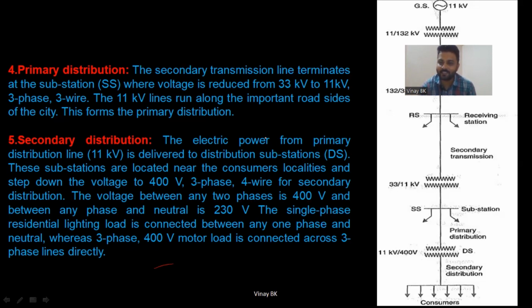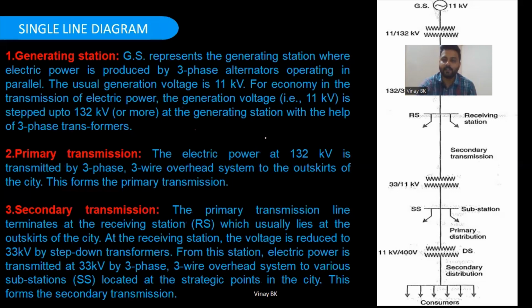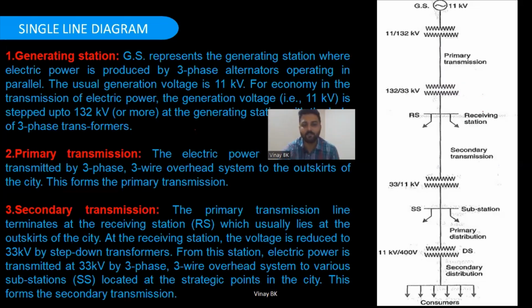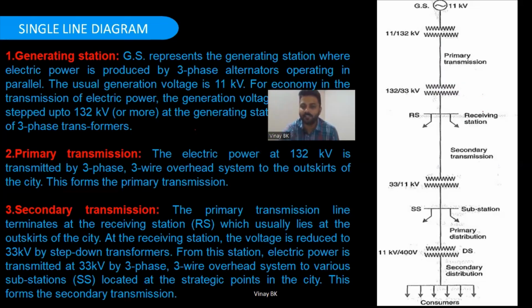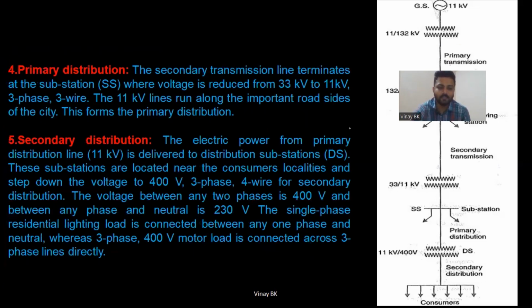It is a three phase four wire system, three phases and one neutral. From one phase and one neutral you get the supply to your home, that is 230 volts. So this much explanation is more than sufficient. You need to write a single line diagram, then explain the generating station, primary transmission, secondary transmission, then primary distribution, then secondary distribution.